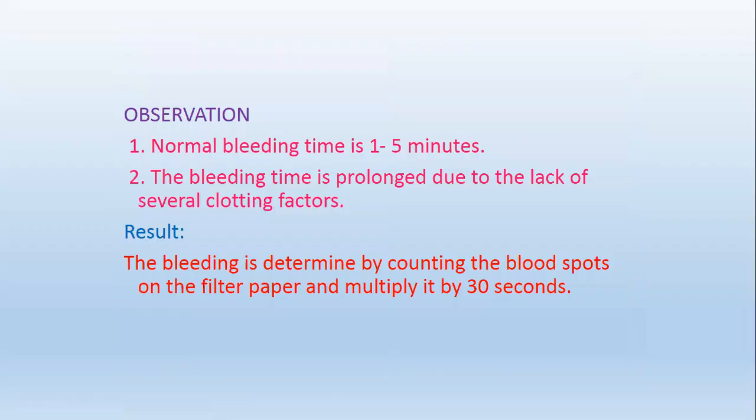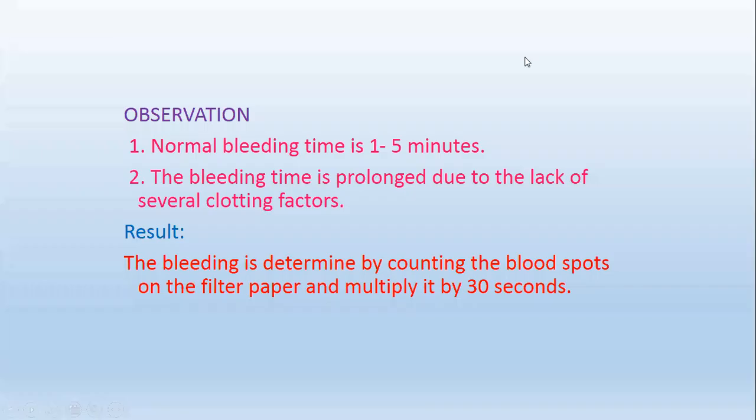Observation: normal bleeding time is 1 to 5 minutes. The bleeding time is prolonged due to the lack of several clotting factors. Result: the bleeding time is determined by counting the blood spots on the filter paper and multiplying it by 30.